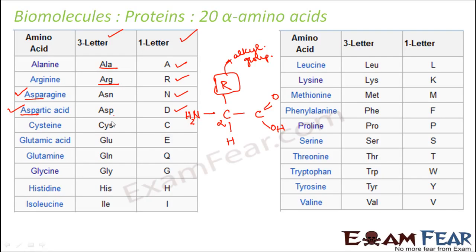Now we will not discuss the structure of each of them in detail, but this is going to be the generic structure, just that the alkyl group will change for each of them. However, we will discuss the detailed structure of a few of them.